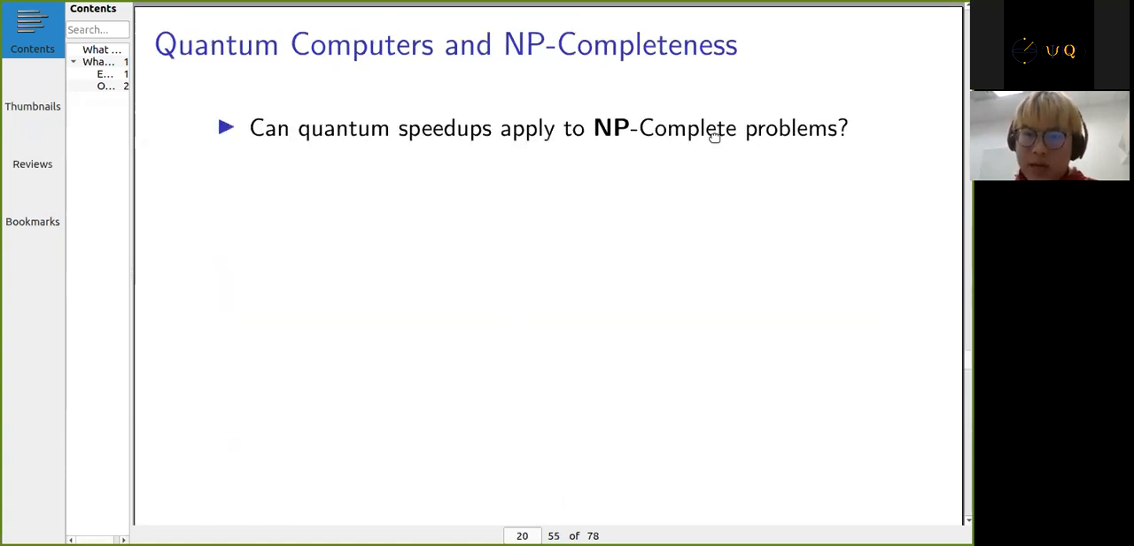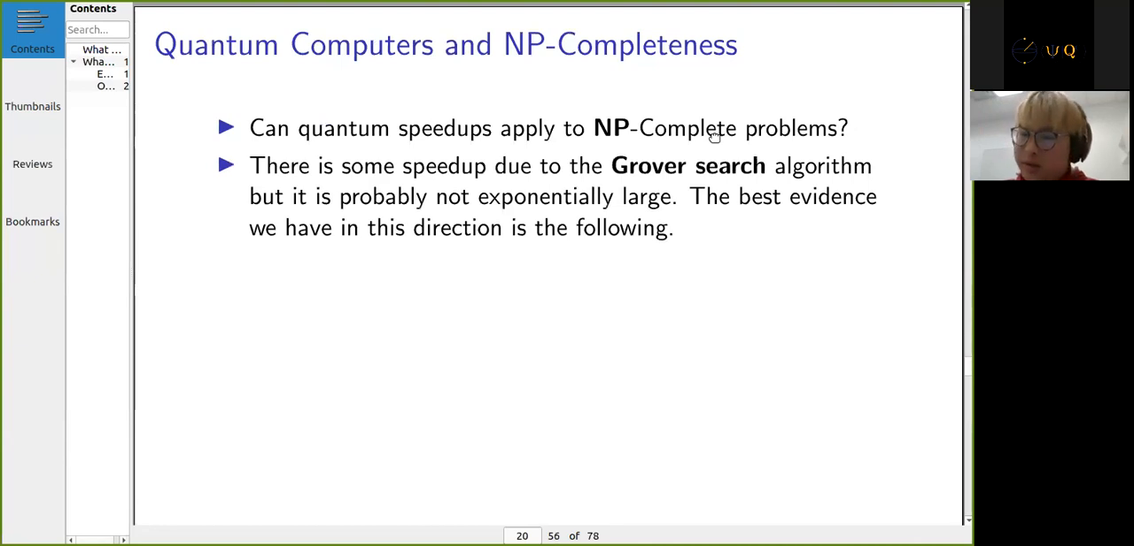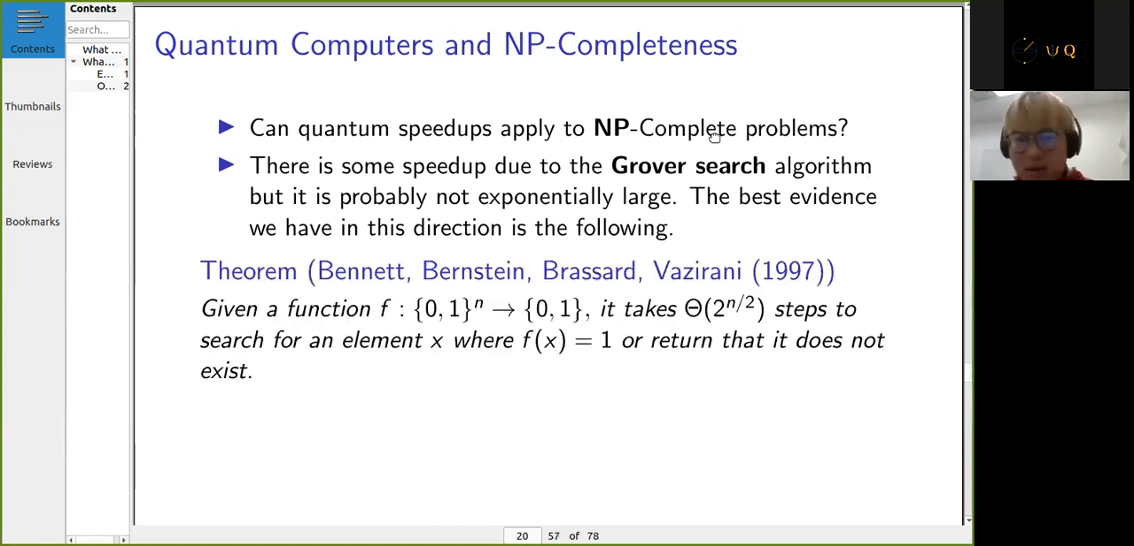However, can we expect quantum speedups for these NP-complete problems that we talked about earlier, like the traveling salesperson problem, or, if you maybe know a bit more about NP-completeness, problems like graph coloring or the clique problem? So we know that there is some speedup because of an algorithm called Grover search, but the speedup is probably not exponentially large.